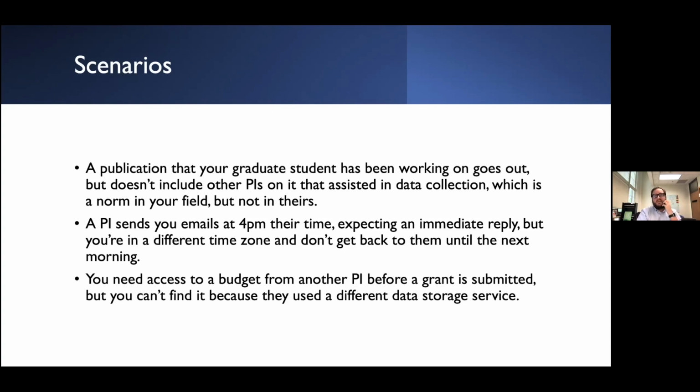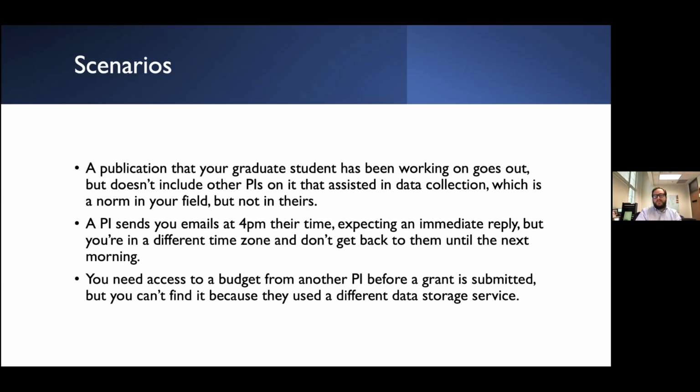Another example is a PI sends you an email at 4 p.m. their time, expecting an immediate reply, but you're in a different time zone, you have very clear work-family boundaries, and you don't get back to them until the next morning. Again, this may inhibit their ability to trust in your competence in accomplishing goals, which may not necessarily be true. You just have clear work-home boundaries, which I think are good to have, generally speaking.